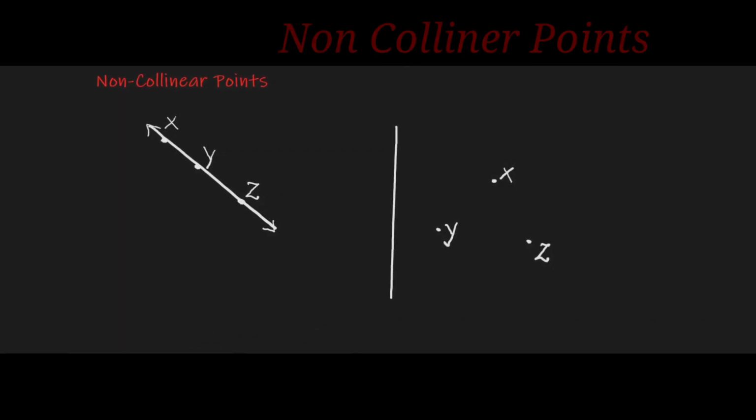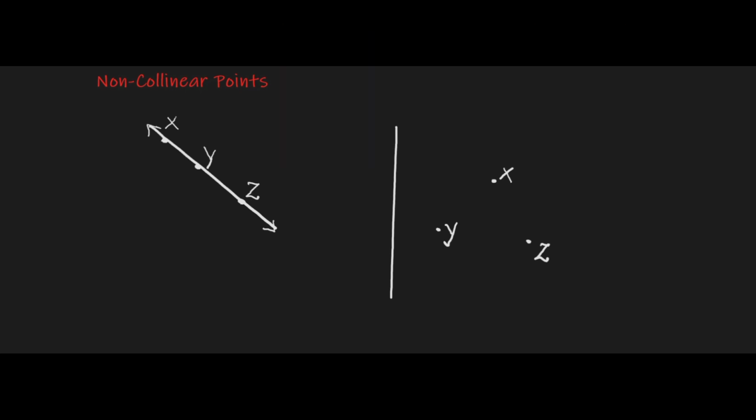Now next is non-collinear points. The points which do not lie on the same line are called non-collinear points. On the left side I have drawn a straight line where 3 points are lying on line L. So these are collinear points. Now I have drawn point X, point Y and point Z. You can see they are not lying on the same line. So these are not collinear points, they are non-collinear points.